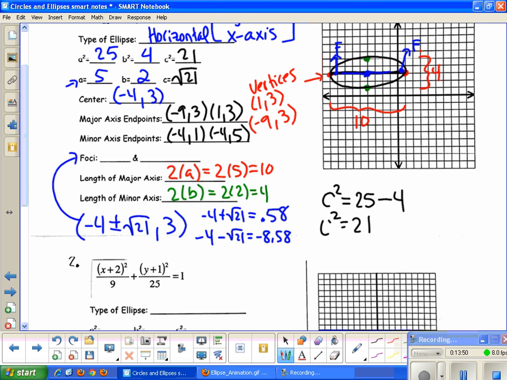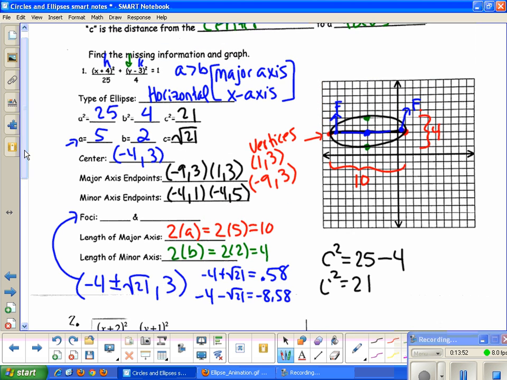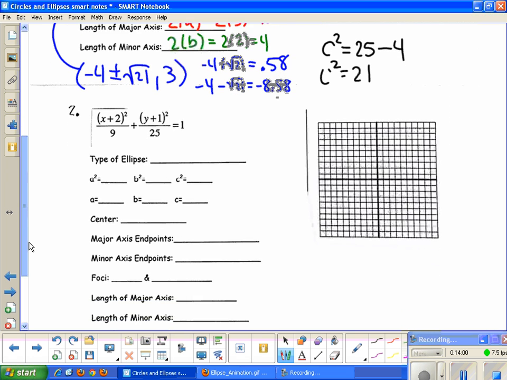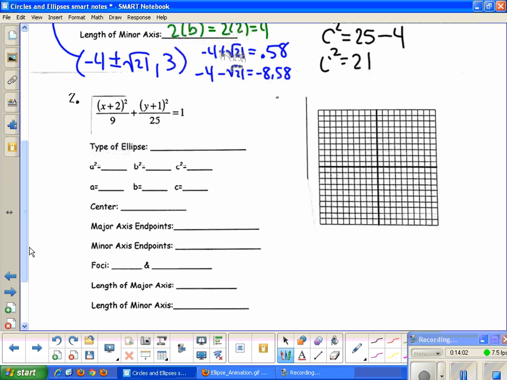So now we have everything we need for this ellipse. It's very important to be able to find the center of the ellipse, and then basically you just go from there. So now let's look at number 2 and see if we can do this one. I would pause it and see if you can do it on your own, and then unpause it, and we'll do it together.